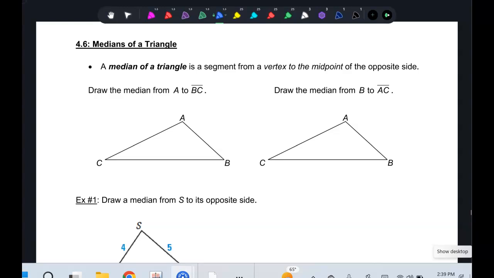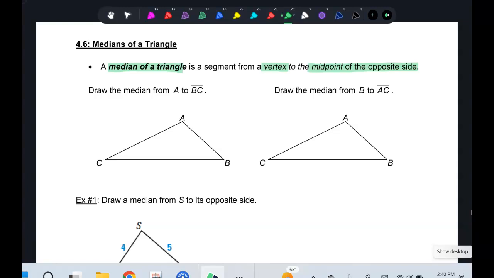Okay. All right. Today we're going to do one topic, really, a segment called median. When we think of a median of a triangle, we think that it's a segment that goes from the vertex to the midpoint of the opposite side. So let's say here's a triangle ABC. We want to draw the median from A to BC.